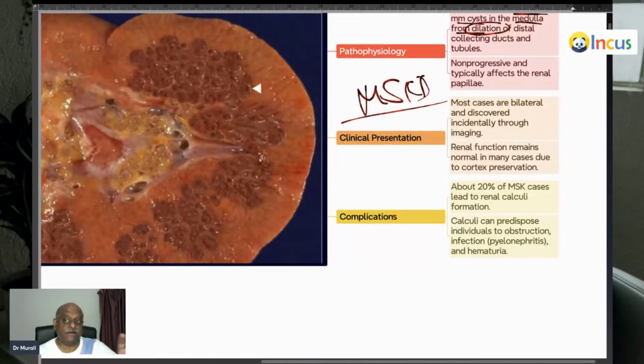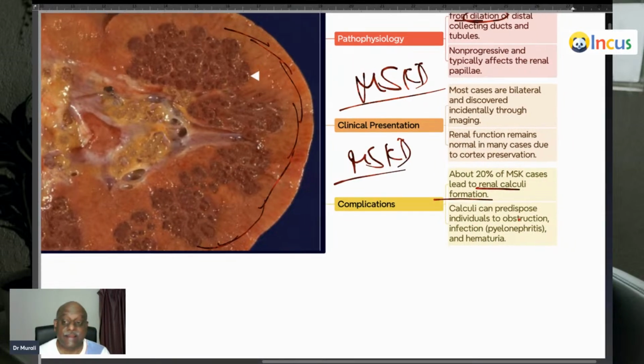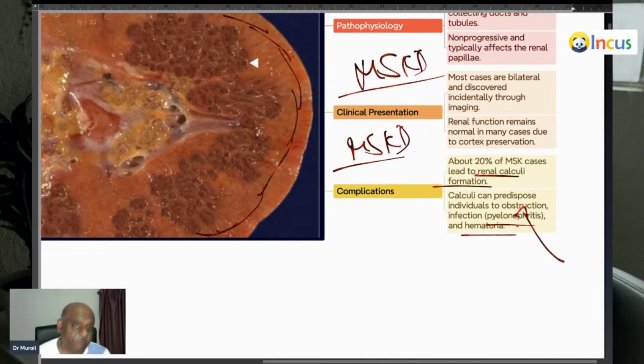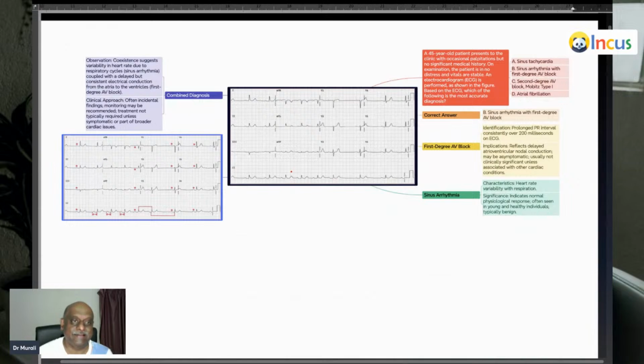And the renal function remains normal in many cases because there is a preservation of the cortex. And about 20% of the patients of medullary sponge kidney disease develop renal calculi. And the calculi will lead to obstruction, pyelonephritis, hematuria is what you have to remember.